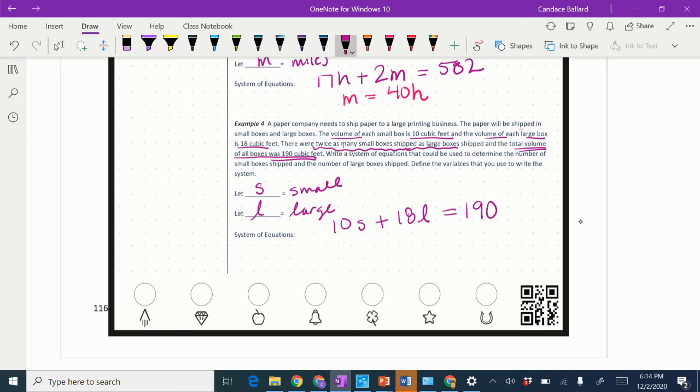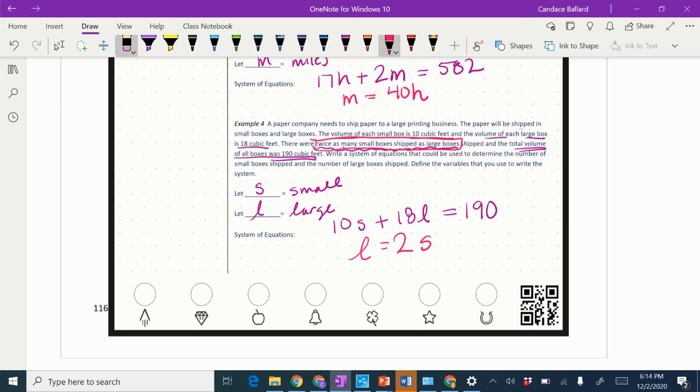Write a system that can be used to determine the number of boxes, small shipped and large shipped, and define the variables that you use. Okay, so we've already kind of started it. We only need one more equation. Do you see what I underlined though with the squiggle? Twice as many small as large. So that means that the large equals 2 times the small.